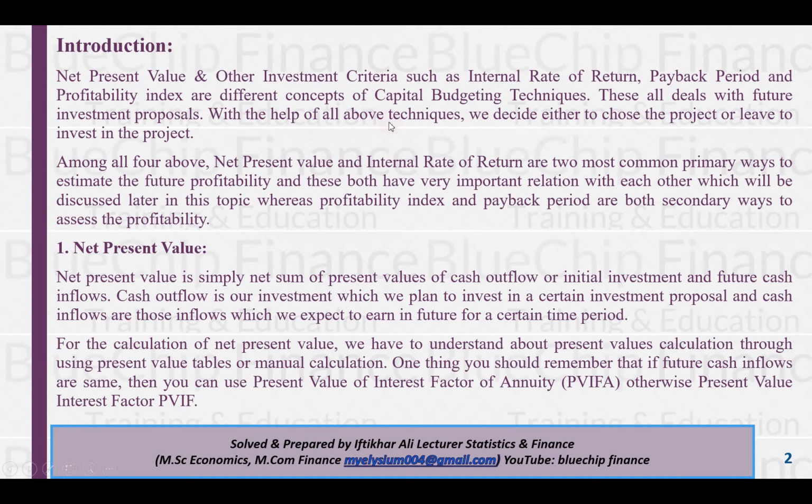Among all four above, net present value and internal rate of return are the two most common primary ways to estimate the future profitability, and these both have a very important relation with each other, which will be discussed later in this topic, whereas profitability index and payback period are both secondary ways to assess the profitability.